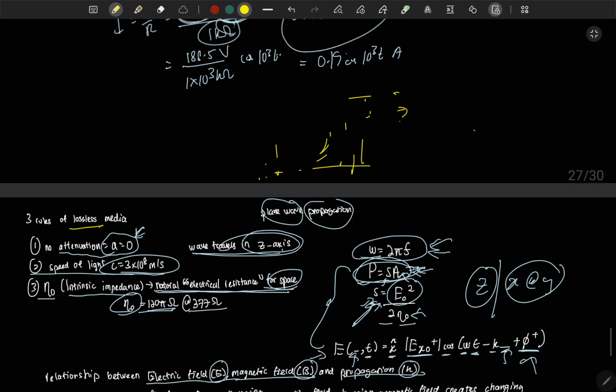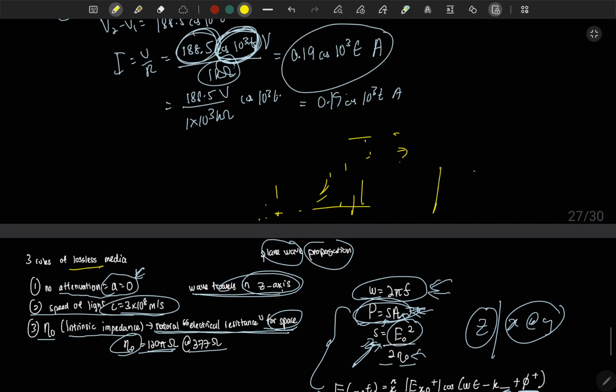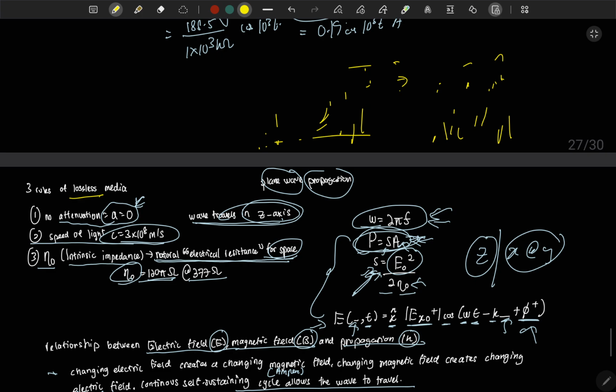What does lossless media mean? Now imagine you have a transmitting antenna and a receiving antenna. You just transmit and receive in open air. This means lossless media, because nothing is being lost. But imagine if there's a building here, here, and here. The wave hits, reflects back, comes here, reflects back. So it's being lost. So lossless media means something that doesn't affect the wave.